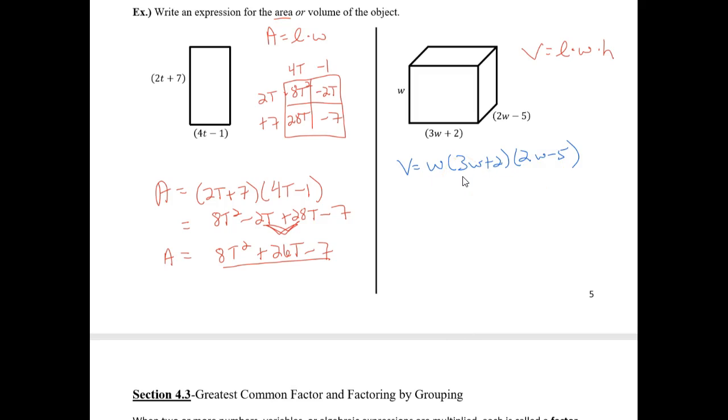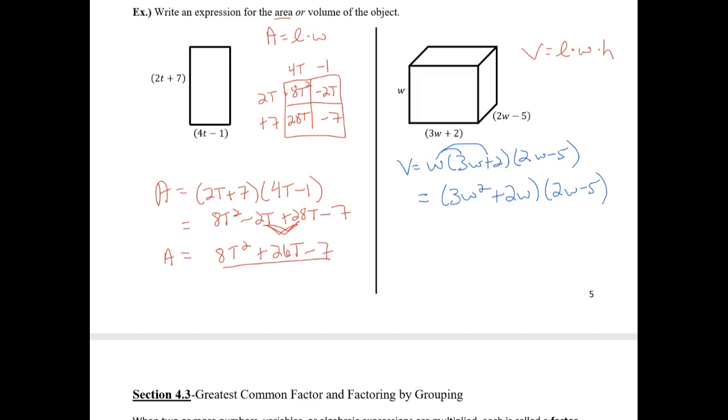We could do it one of two ways. I could start with the two binomials, or I could start by distributing. So I'm going to go ahead and do that. When I distribute, I only distribute it into one parenthesis. I don't do everything here, just like I wouldn't do length times width and then length times height. I only multiply it once. So when I distribute, I have w times 3w, which would be 3w squared, and then w times 2 would be a positive 2w.